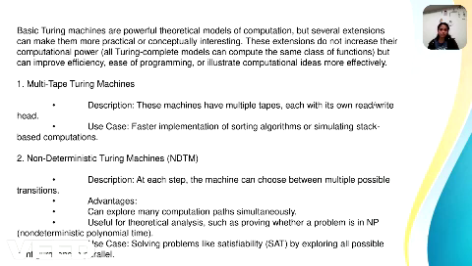Multi-tape Turing machines. These machines have multiple tapes, each with its own read-write head. They allow faster implementation of sorting algorithms or simulating stack-based computation. When it comes to non-deterministic Turing machines, at each step, the machine can choose between multiple possible transitions. It can explore many computation paths simultaneously, useful for theoretical analysis such as proving whether a problem is in non-deterministic polynomial time, solving problems like satisfiability by exploring all possible configurations in parallel.